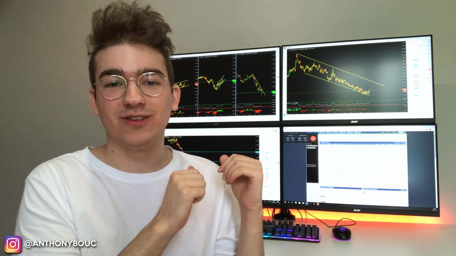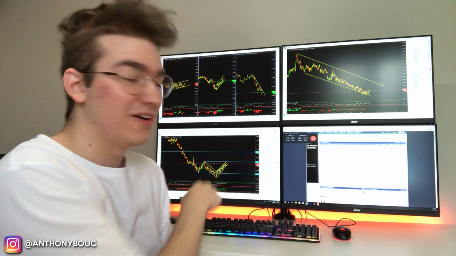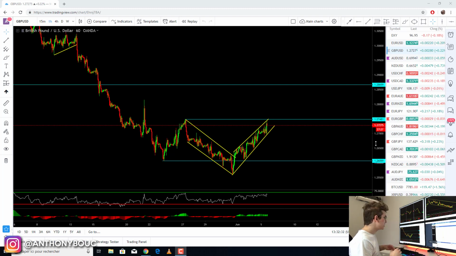So that's the idea. So enough talking, let's actually get on the chart. It will be this one right here, and take a look at this trade. Okay guys, so we are now on my chart. Let's take a look at this GBPUSD trade.